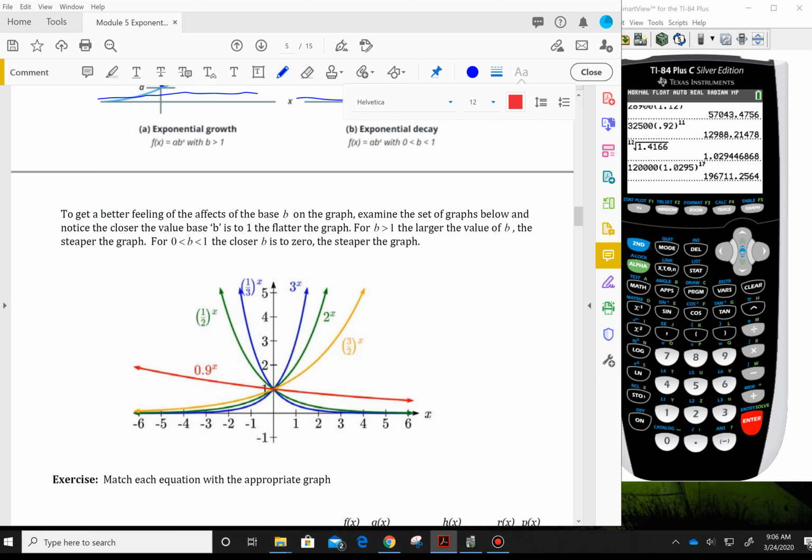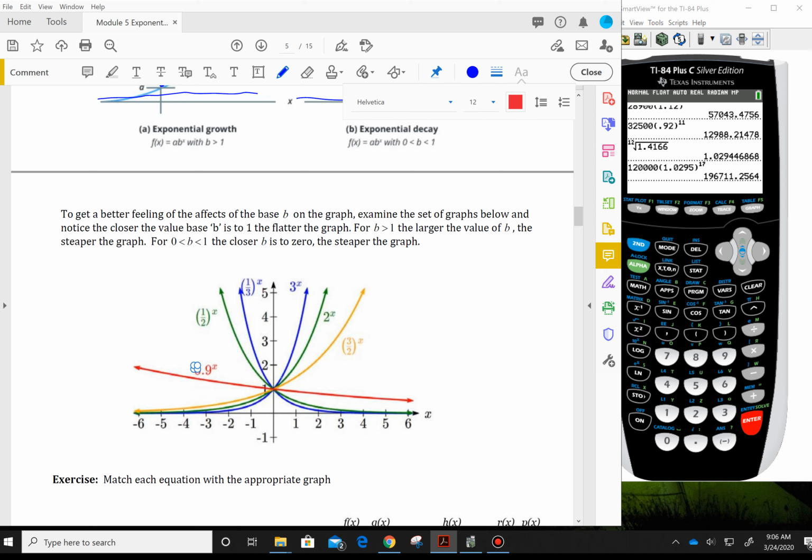To get a better feeling of the effects of the base b on your graph, examine the set of graphs below and notice that the closer the value of the base b is to 1, the flatter the graph. So here where your base b is 0.9, this is a much flatter graph than all of the rest of them.